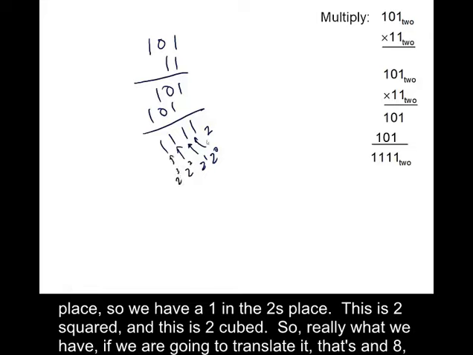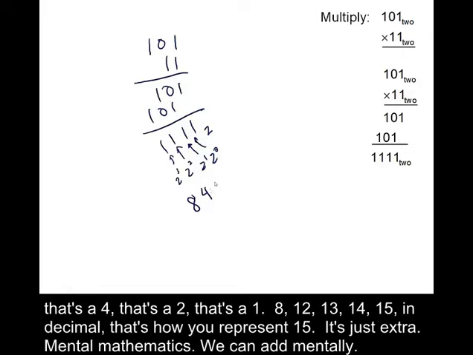And so if we're going to translate it, that's an 8, that's a 4, that's a 2, and that's a 1. 8, 12, 13, 14, 15. In decimal, that's how you represent 15.